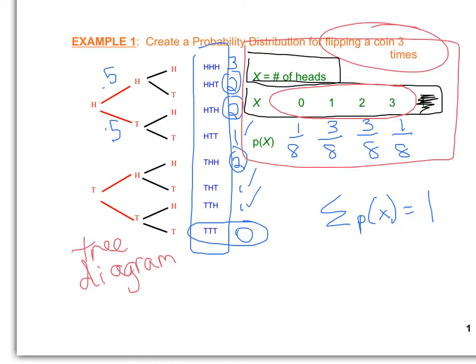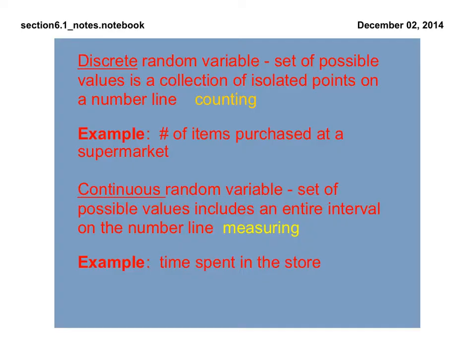Okay? These outcomes for this example are discrete outcomes. So if you remember the difference between discrete random variables and continuous random variables, a discrete random variable is a collection of isolated points on a number line. So basically something you're counting. And if you recall earlier in the year, I gave you the example of if I go into Kroger and they stop me and they say, will you help us collect some data?